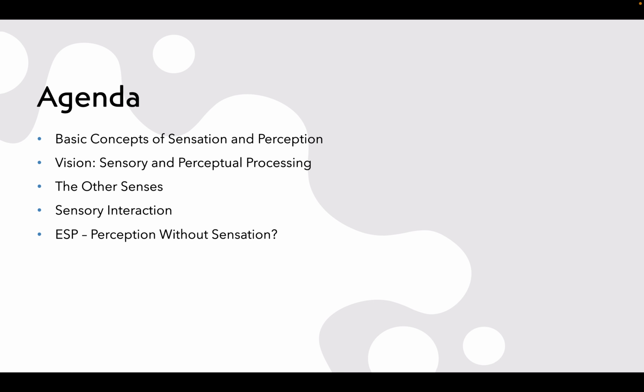So, in sensation and perception, we're gonna go over the basic concepts of them, and then we're gonna go into vision before we go into the other senses. The vision will take us the longest. Then we're going to talk about the different interactions of the different senses, and then talk a little bit about ESP, which is perception without sensation.